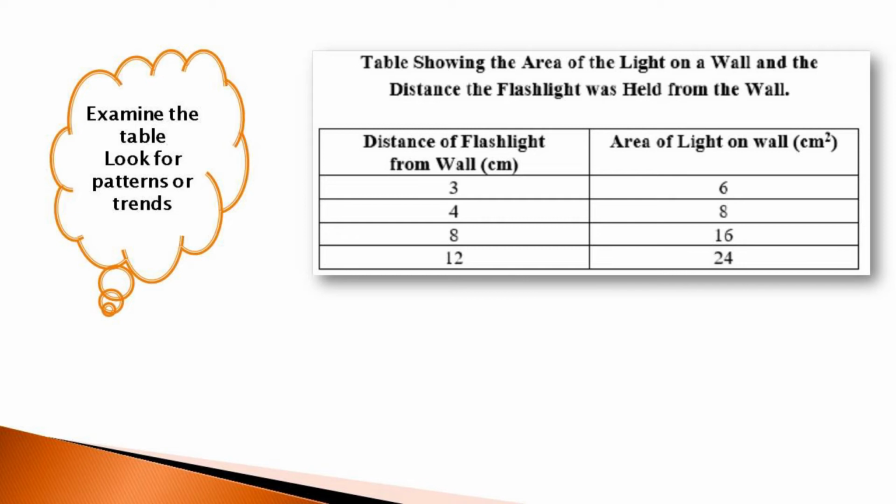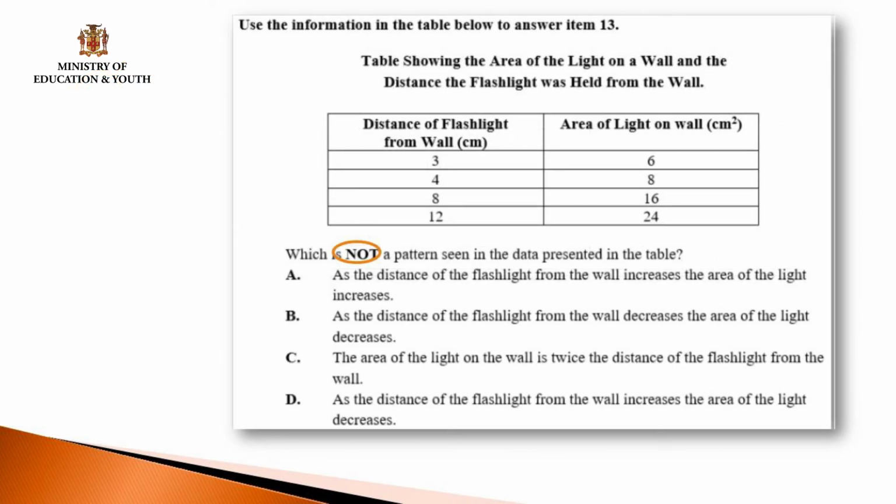So we're looking for a statement which is not a pattern in the table, all right? So let's look at these statements. As the distance of the flashlight increases, the area of light increases. Do we see that pattern? Yes, we saw that pattern. So that would not be our answer because we're looking for one that is not a pattern. As the distance of the flashlight decreases, the area of light decreases. Yes, because if we should go in the reverse order, we would see that pattern.